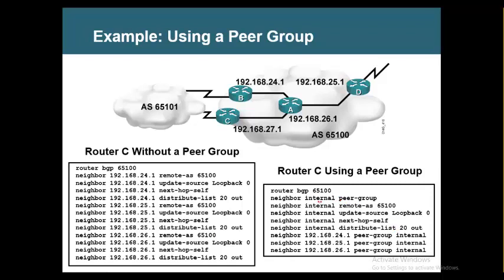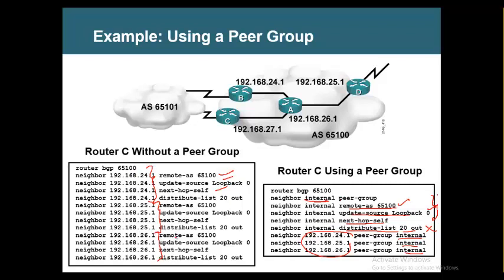The policy name is internal, and you say the remote area should be this. The update source should be loopback 0. Next stop self, and it should use the distribution list 20. Forget about this if you don't understand now. We don't need this. So we have something common for many neighbors. So we create a policy with these three things, and we call the policy so that you no need to apply the same thing with every single neighbor again and again.